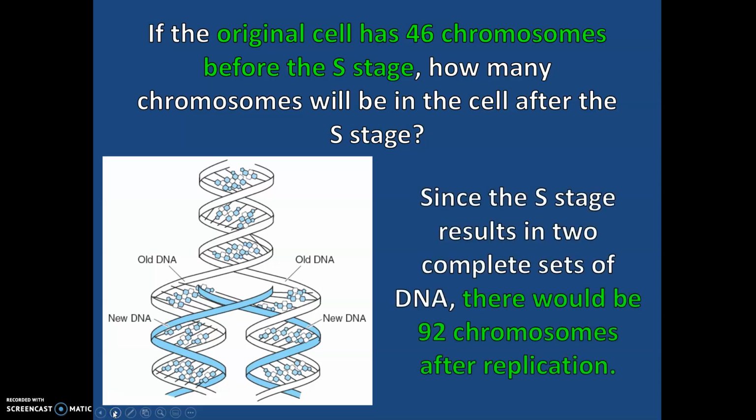If you wrote down 92, you are correct. It's just 46 times 2. So since the S stage results in 2 complete sets of DNA, there would be 92 chromosomes after replication. So go ahead and write this down.